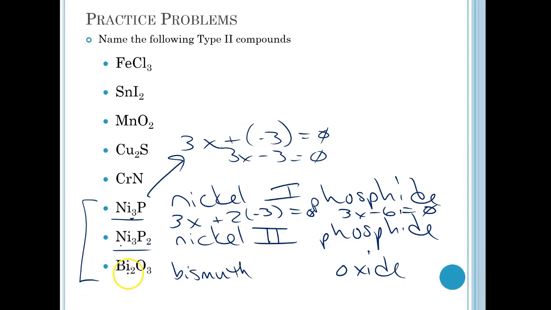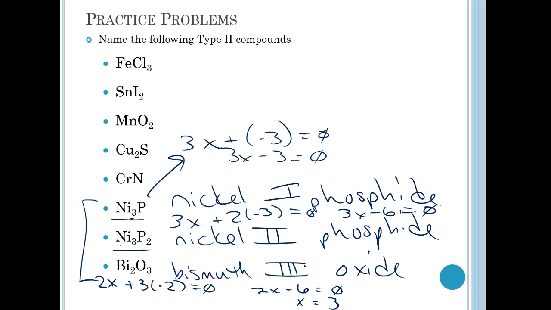And then for the last one, I don't know what bismuth is. I know what column it's in. It's not a transition metal, but it behaves like one, so you have to use a Roman numeral. I have X for the bismuth. There are 2 of them, plus 3 times oxygen, which is -2, equals 0. So I got 2x minus 6 equals 0. X is therefore 3.